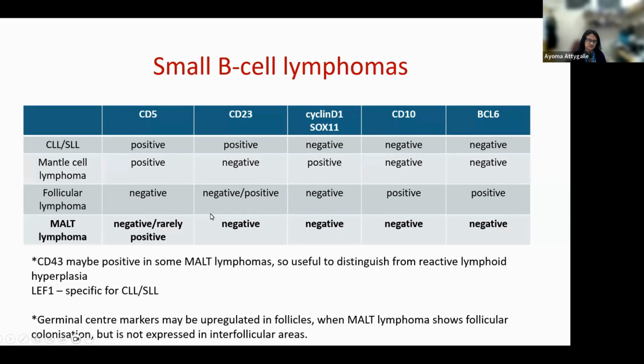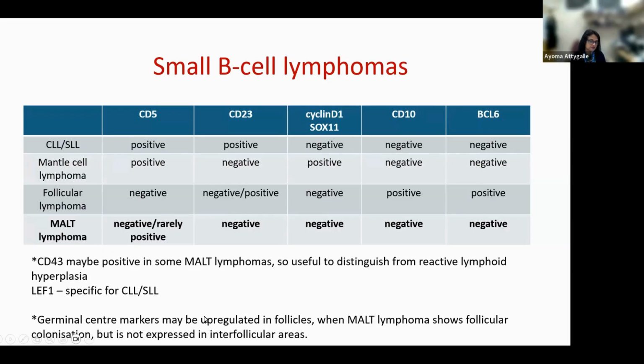And really the use is to differentiate reactive from lymphoid hyperplasia. So when it's very early MALT lymphoma, and you have spillage of cells from the base and creeping up, and you see the CD43 positivity in the B cells, that is very helpful. So the left one, as we know, will be negative in this case.